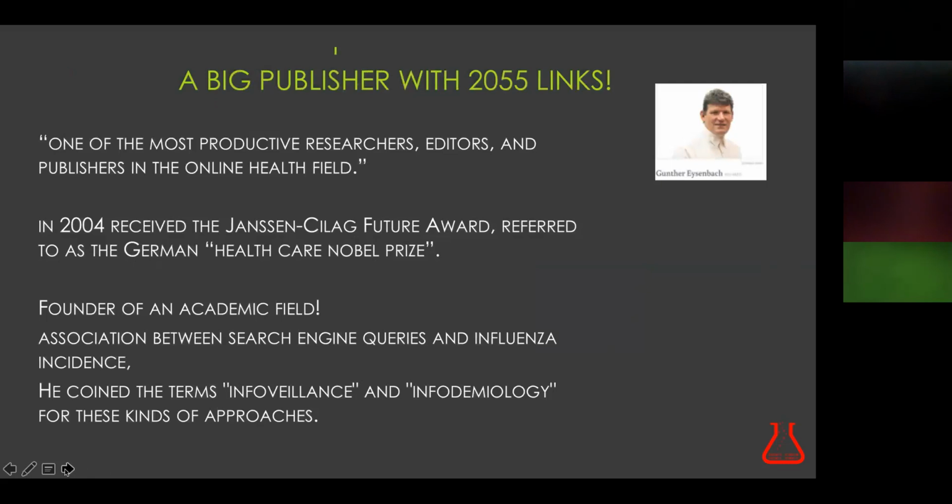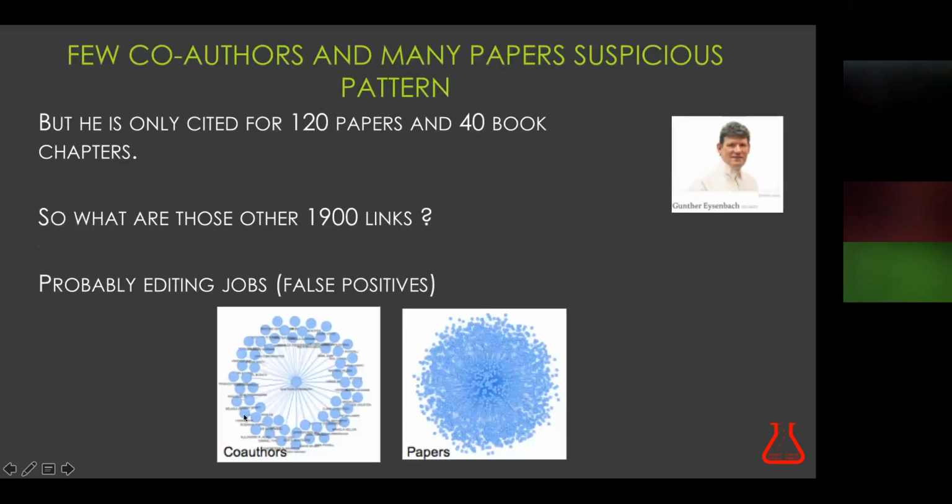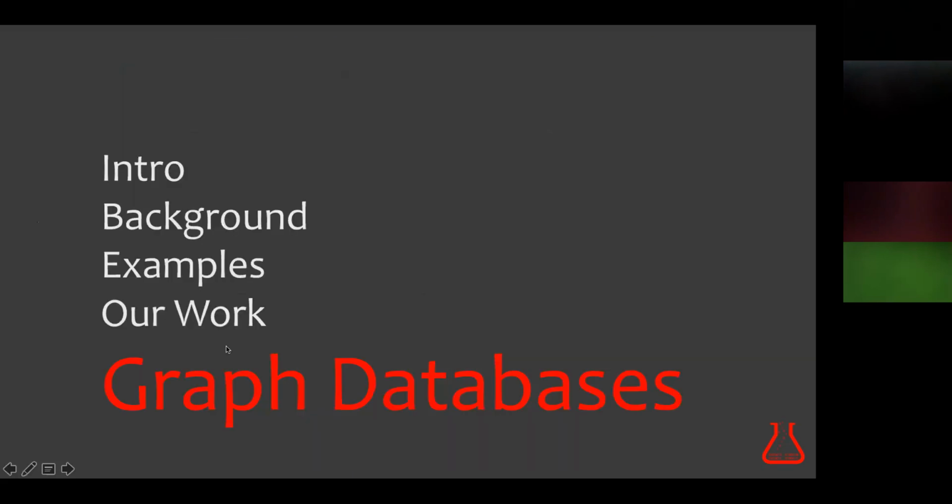So this is true, but his network is really weird. He has fewer co-authors than papers. We showed you that. You can see the visual impact of this strange network. And what it turns out is actually 1,900 of these links are not his papers, so they're misassigned. So there's our outlier detection. And he is an editor, and I think what happened is the editing jobs are miscoded as his paper in some cases.